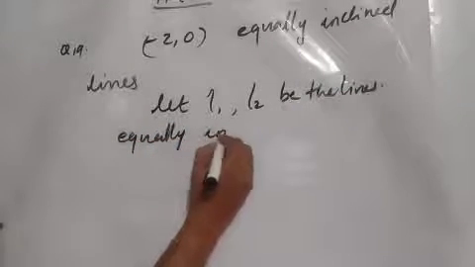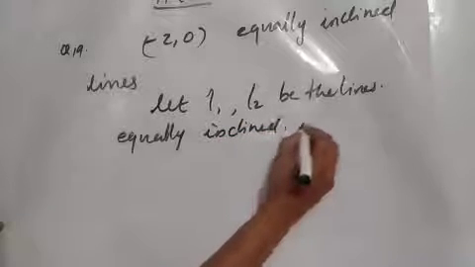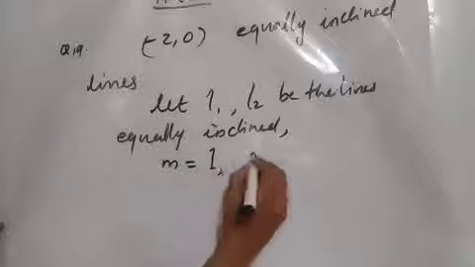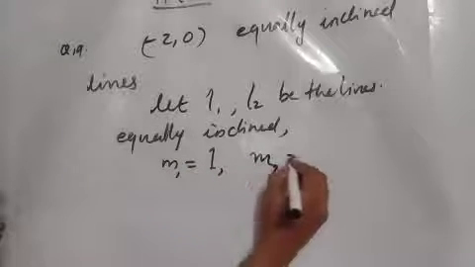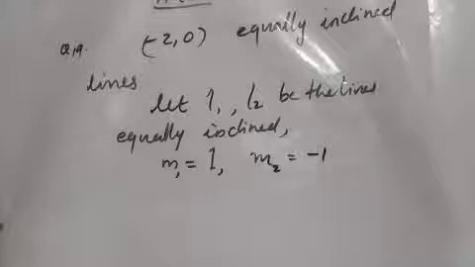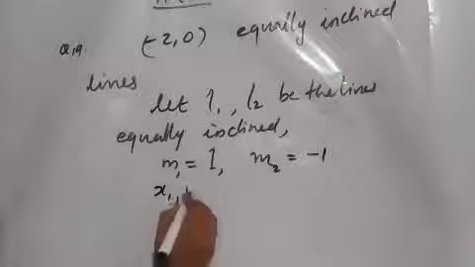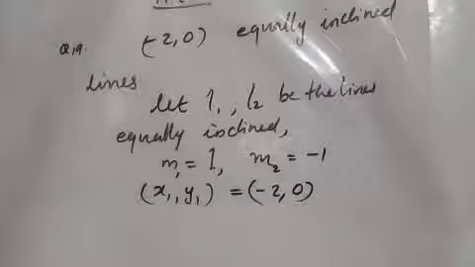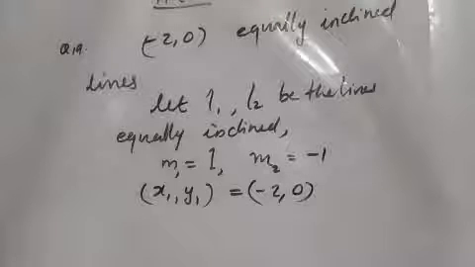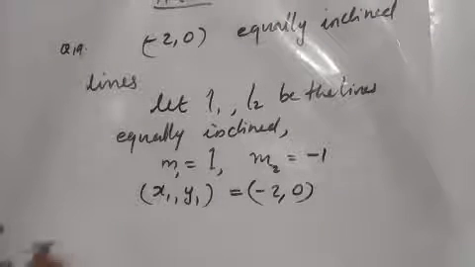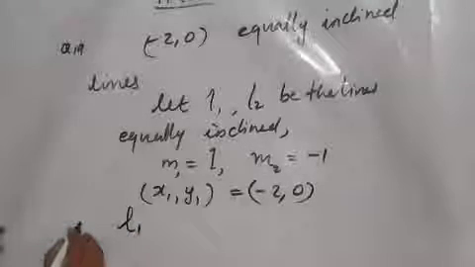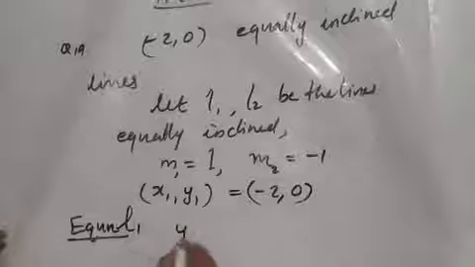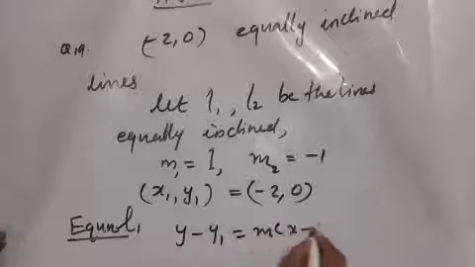So we can write the slopes: one is tan 45 degrees, so m1 is 1, and m2 will be minus 1. These are the two slopes, and the two lines pass through the same point (minus 2, 0). We know the slope and one point, so it is easy to frame the equation. How can we find the equation? Yes, the equation of L1, the first equation, is y minus y1 equals m into (x minus x1).